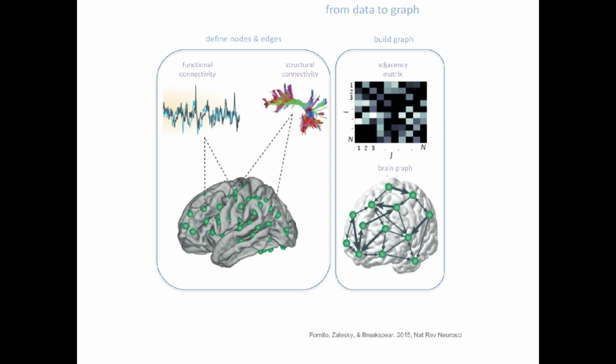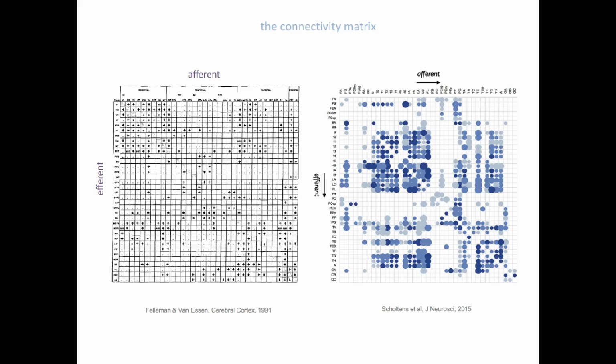From that, we can generate a graph representation of the network. And mathematically, these two are equivalent. So even though we talk about graph theory, usually we're doing analyses on matrices. Right? And I'm going to go into that in a little bit more detail. So let's start by focusing on the connectivity matrix.